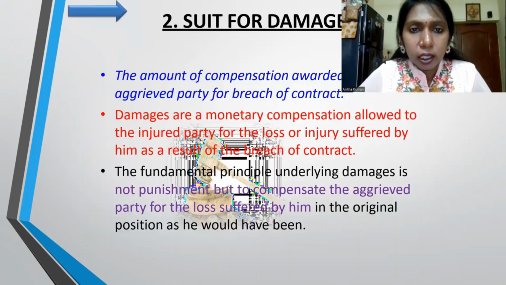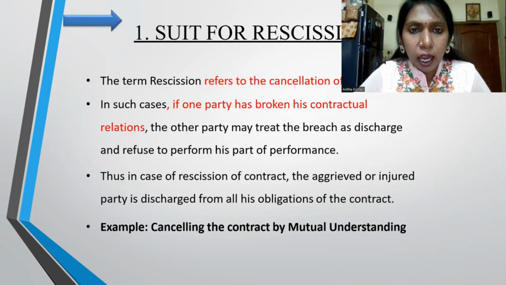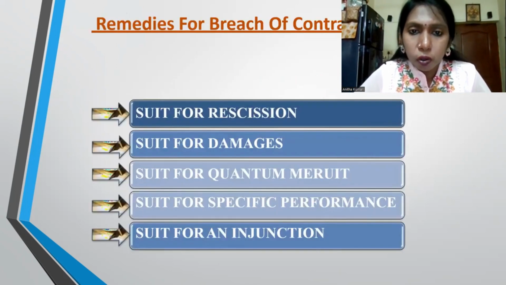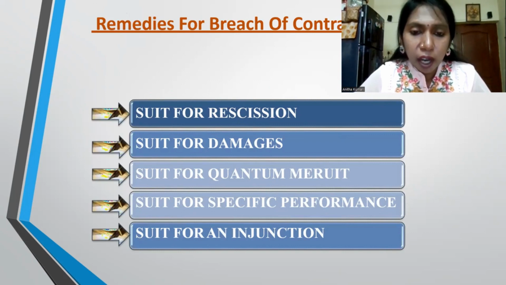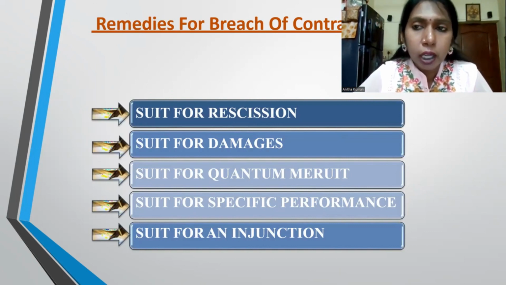So these are all the types of breach of contract and its remedies: suit for rescission, suit for damages, suit for quantum meruit, suit for specific performance, and injunction. Rescission means cancellation, damages, quantum meruit means as much as is earned, specific performance means skill-related contracts, and injunction means preventing someone else from doing or not doing something. That is called an injunction.